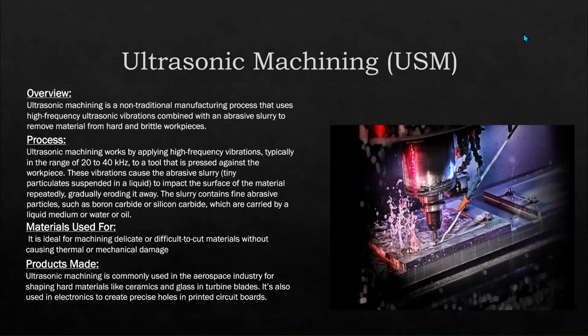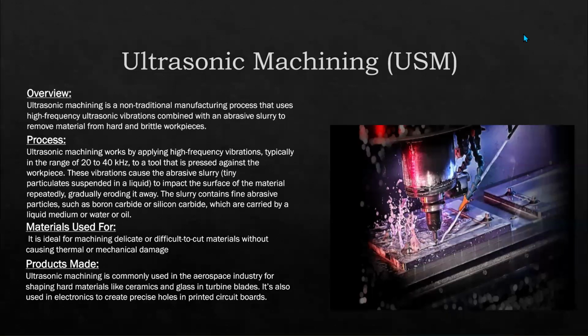Next up, we have ultrasonic machining. Ultrasonic machining is a non-traditional manufacturing process that uses high-frequency ultrasonic vibrations in combination with an abrasive slurry to remove material from hard and brittle workpieces.